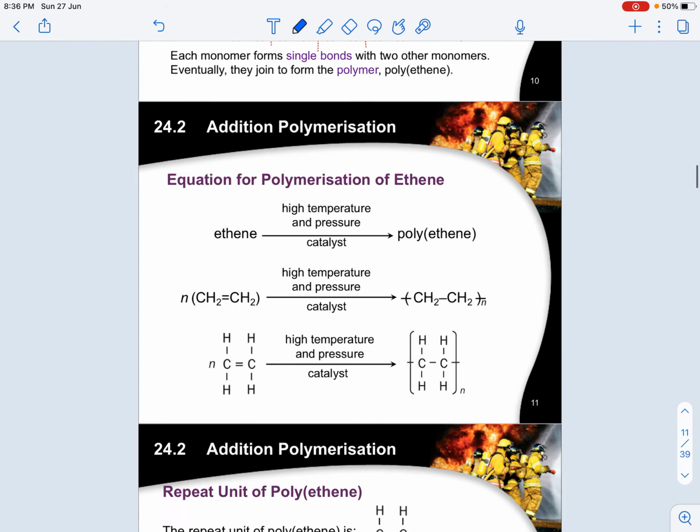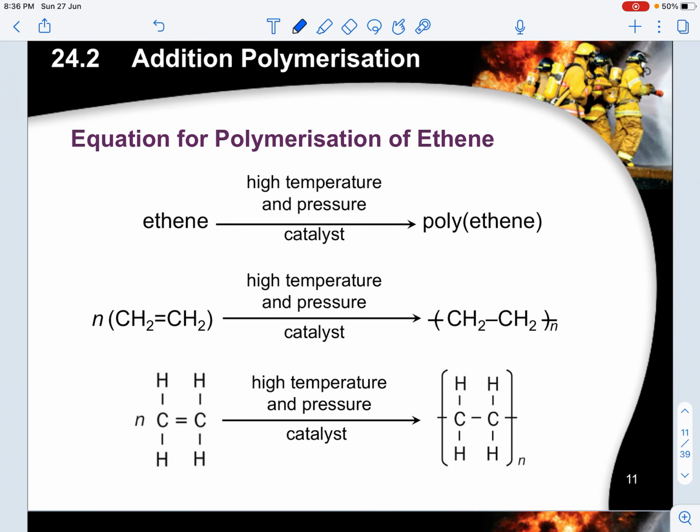Okay. So for the equation for polymerization, ethene can undergo addition polymerization to form polyethene at high temperature, high pressure, and with the use of a catalyst. You can see that the word poly is inserted in front with the bracket. This refers to all the ethene molecules. These can undergo this at high temperature and pressure to form this. So there are many different ways to represent it, either the word equation or the full structural formula equation. Okay?